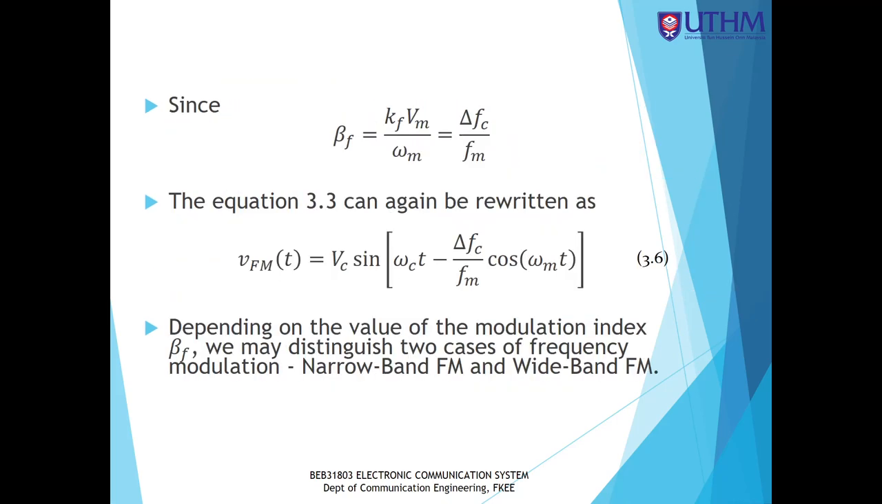So beta F is also equal to delta F over Fm. Either we want to write it like this. Here you see that the difference is that the unit for Kf is in radian per second per volt.